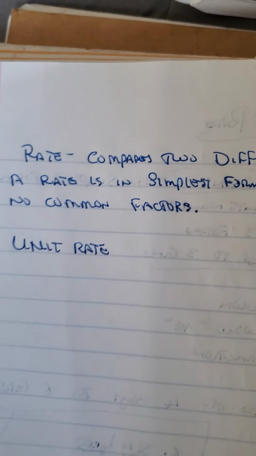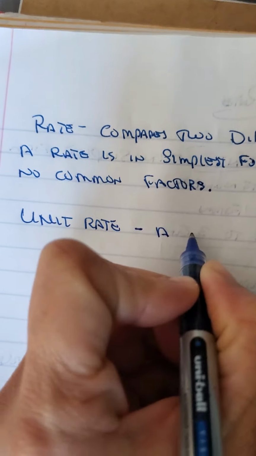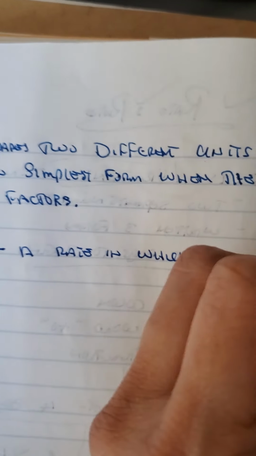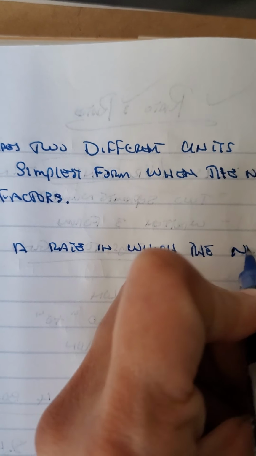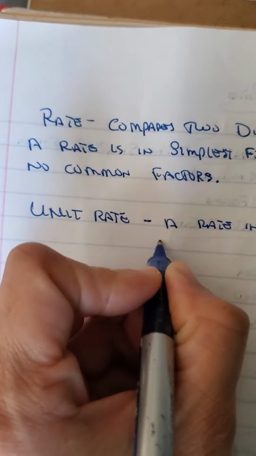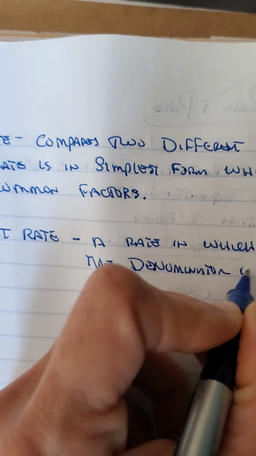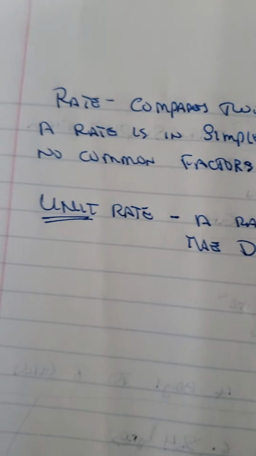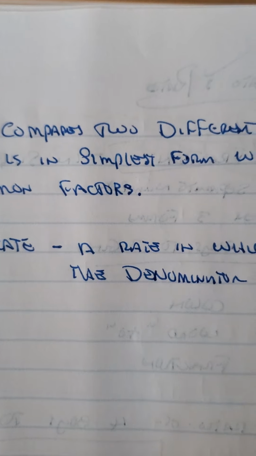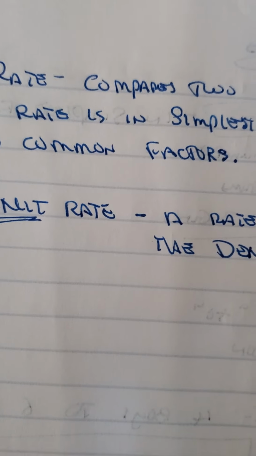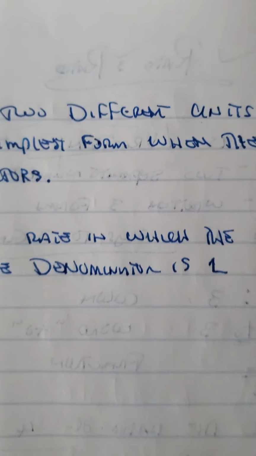And what unit rate actually means, it's a rate in which the number in the denominator is 1, right? That's hence the word unit. They're looking for what it costs per 1, or what it is per 1. So that's what unit rate is. Like I said, while in ratio we compare same units with each other and the units actually cancel, in rate we compare 2 different units. So let's take a look at an example.